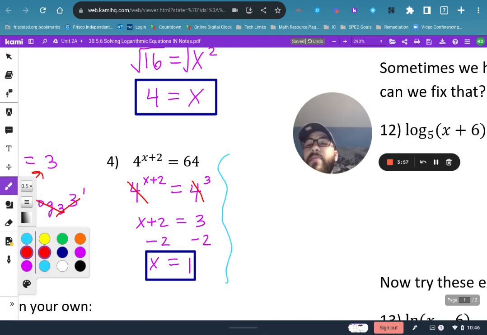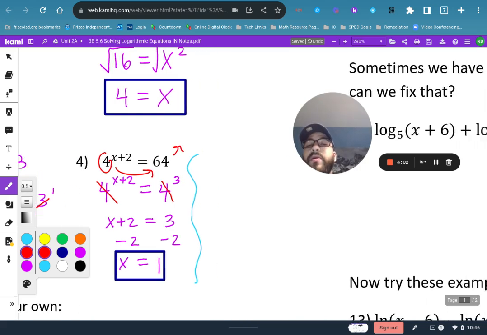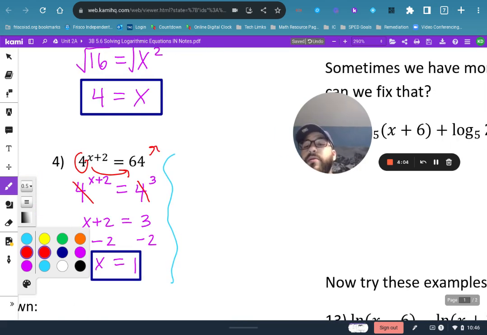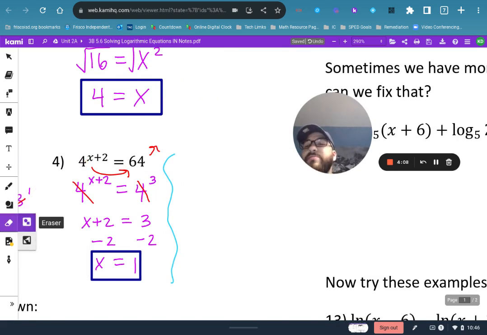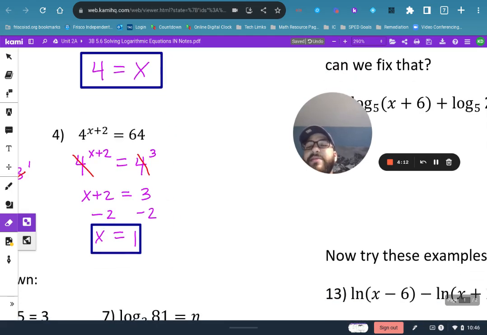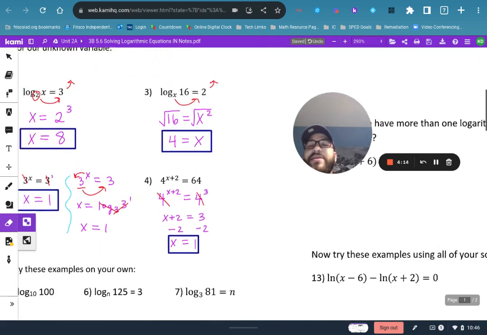I can take my base of 4 and I can move it over to the other side. 64 would go up. Or actually, that doesn't make much sense on this one. So we're not going to do that instead. Sometimes I decide that I don't want to do things. So we're just going to leave it like that.